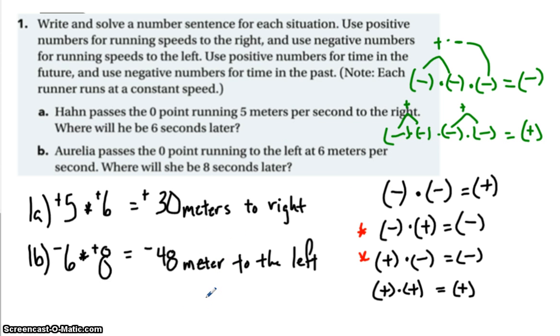On page 56, I would like for you to finish A1C and A1D, which are very similar to these, thinking about positive numbers for the right, negative numbers to the left, positive numbers for times that are going to happen, and negative numbers for times in the past, or where was he 6 seconds earlier, things like that. Go ahead and try this concept and see what you can come up with.